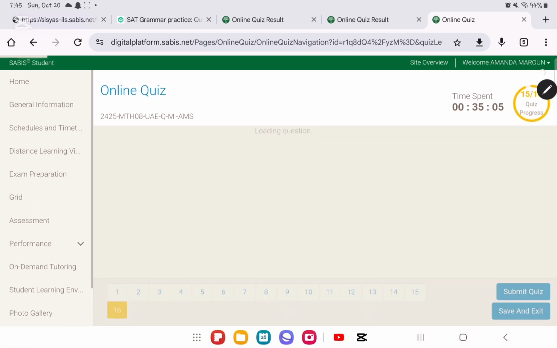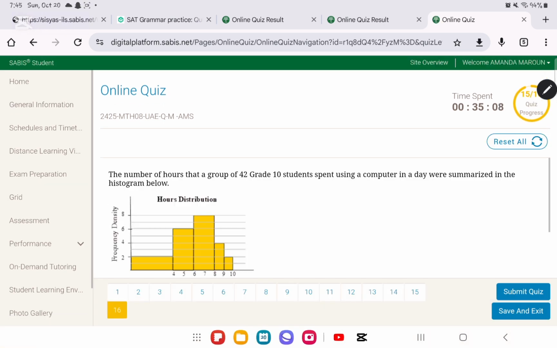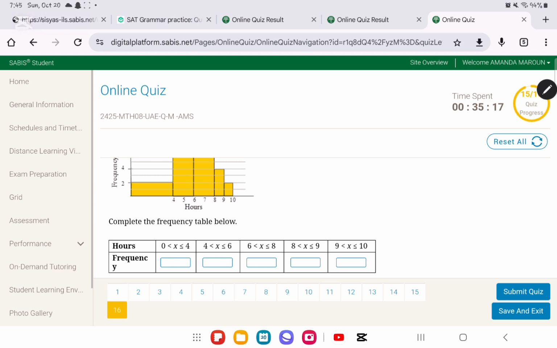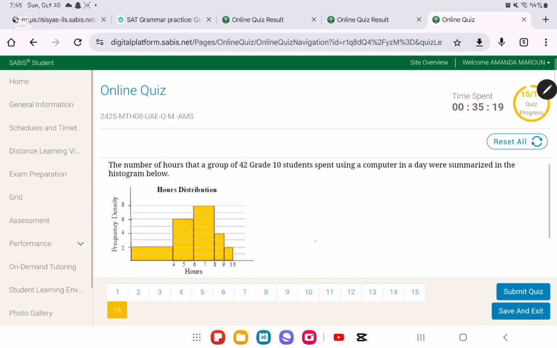Now, question number 16. The number of hours that a group of 42 grade 10 students spent using a computer in a day were summarized in the histogram below. Complete the frequency table below.